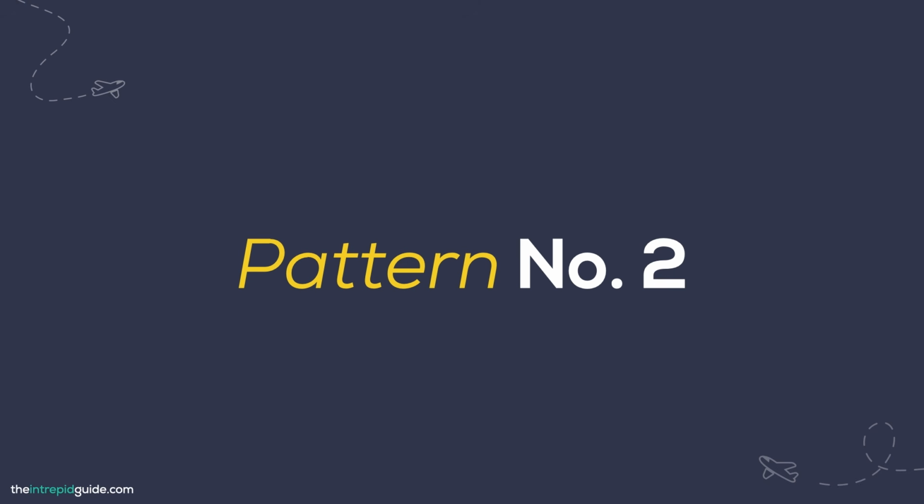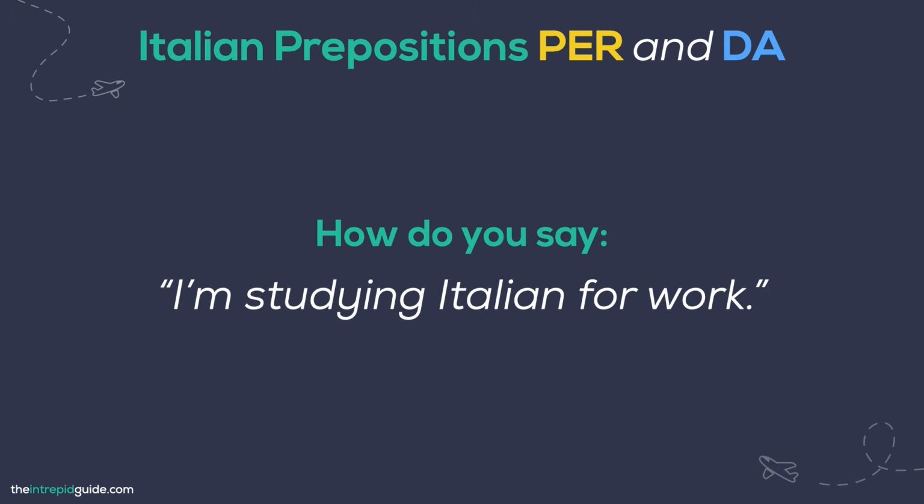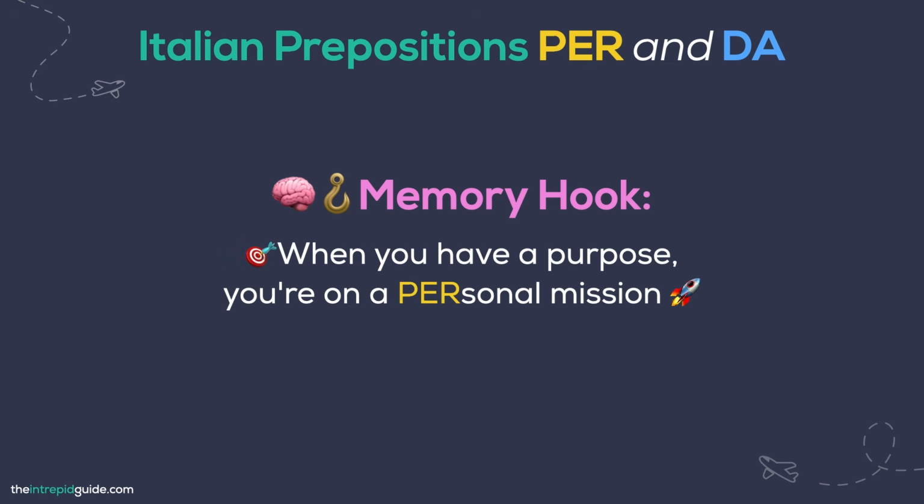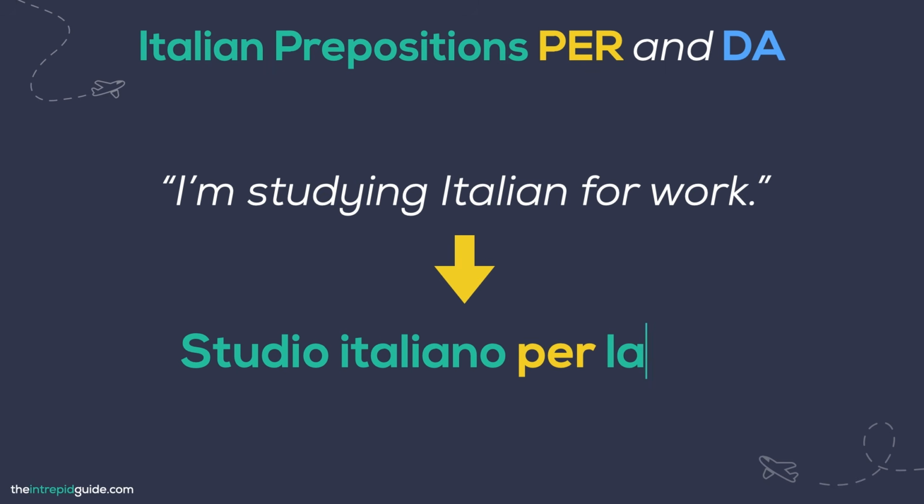Next, let's take a look at which preposition to use when you're not talking about duration. So let's say your teacher asks you why you've decided to learn Italian. You want to tell her that you're studying Italian for work. So which preposition should you use? Well, when you have a purpose, you're on a personal mission. Personal starts with per, which means for. So your correct response should be, Studio italiano per lavoro. I study Italian for work.